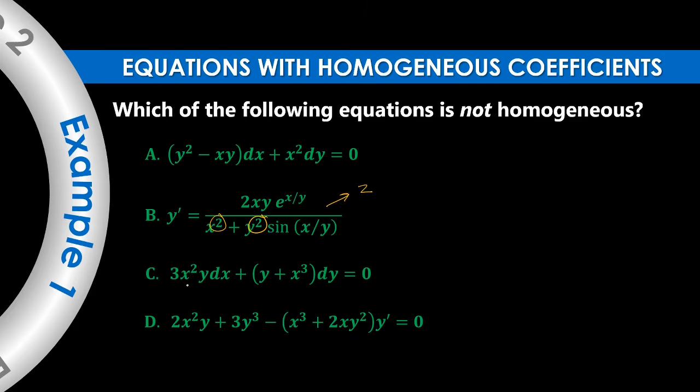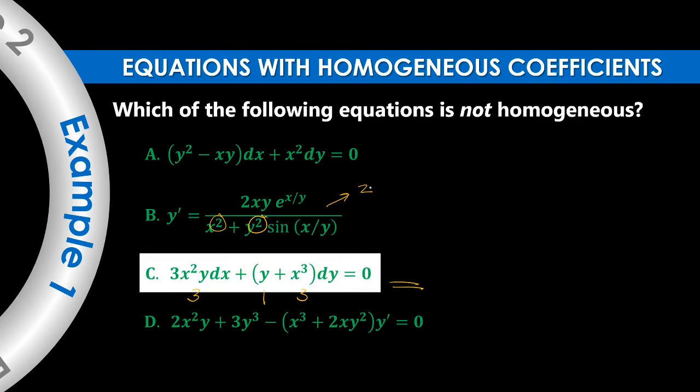Let's try the third. For the first term, the exponent of x is 2 and the exponent of y is 1, so the sum of the exponents is 3. Here, we have only y raised to 1. And here, we have x raised to 3. They are not the same. Why? Because two terms have the sum of exponents equal to 3, while one term has its exponent equal to only 1. So this equation is not homogeneous. This must be the correct answer because we're looking for the one which is not homogeneous.